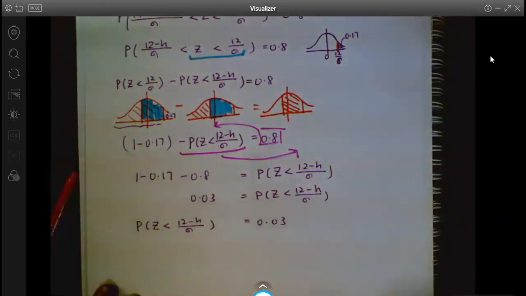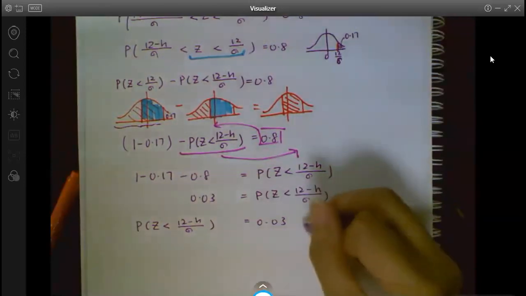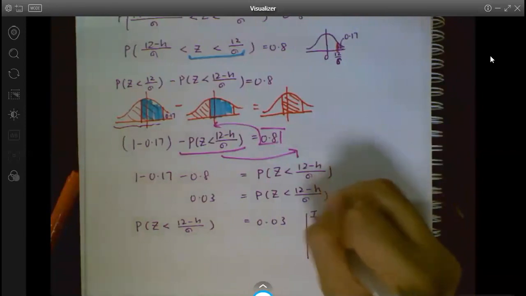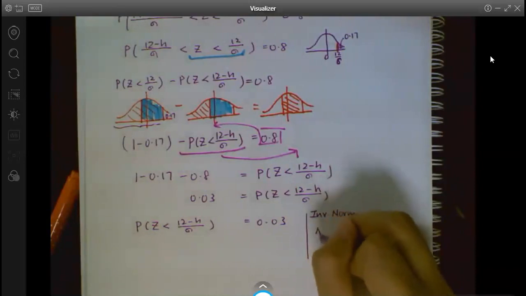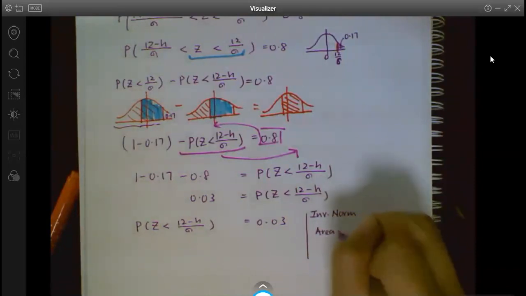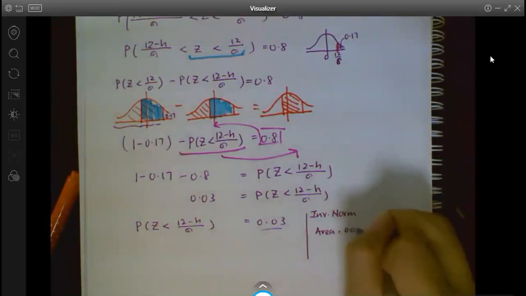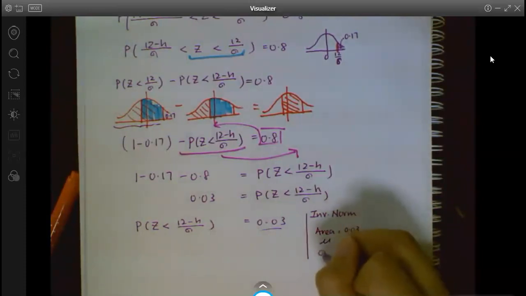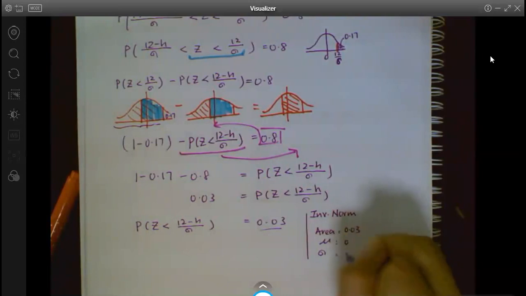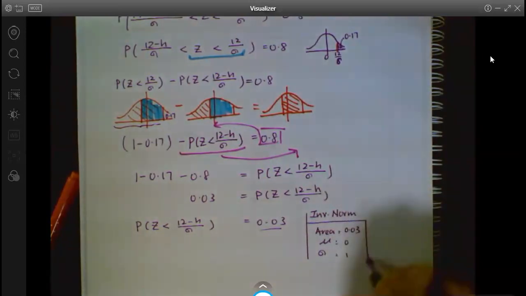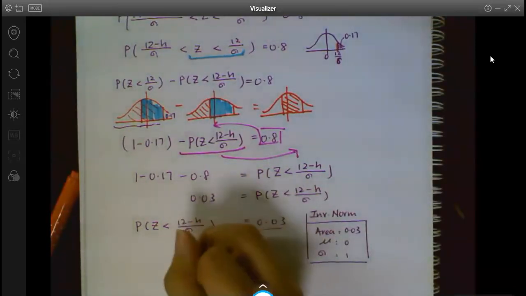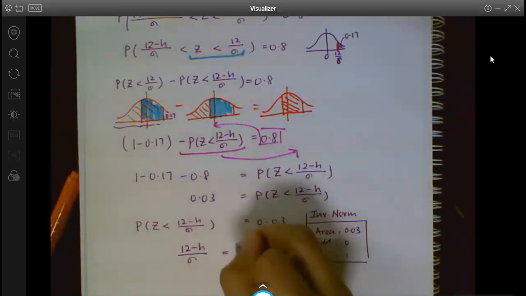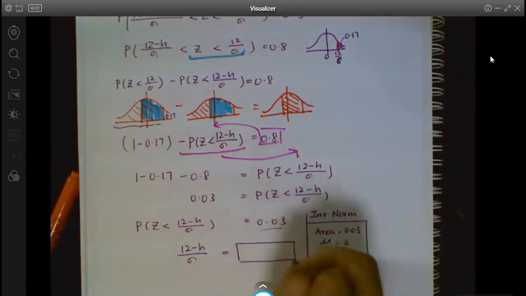We're going to go ahead and use the inverse normal, and we're going to go ahead and tell them we want the area to be 0.03, and because it's standardized, mu and sigma will be 0 and 1 respectively. Okay, let me now show you on the calculator. The number we get will be the number for this limit. Okay, I'm going to get this number from the calculator.